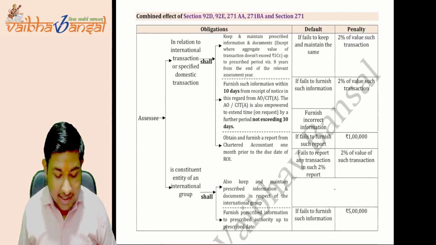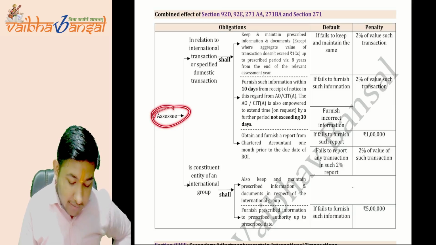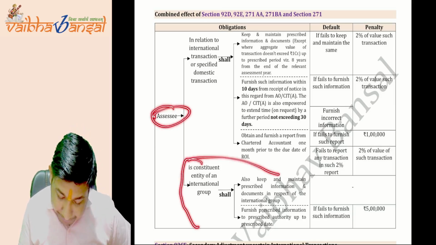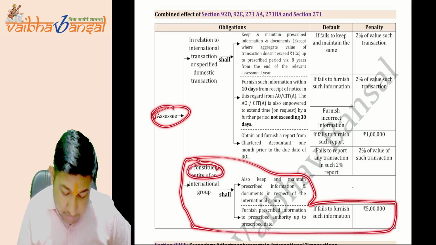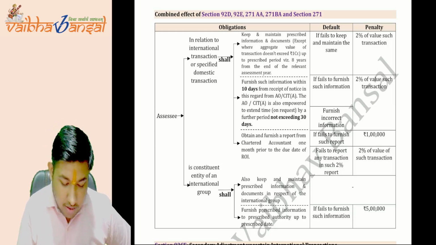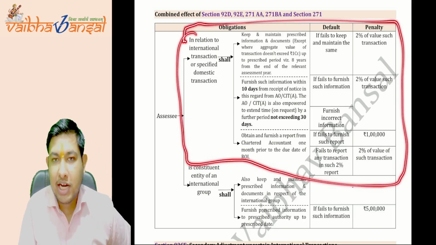Now this is the penalties list. If you go through it once, it is very easy. So see, if the assessee... we will see this part tomorrow, because for that we have to read the constituent entity. We are just reading this part today.